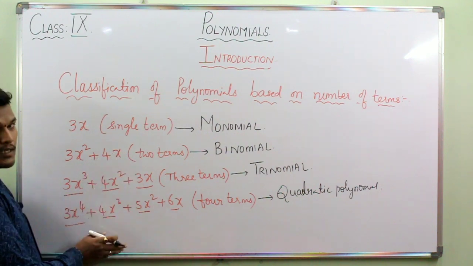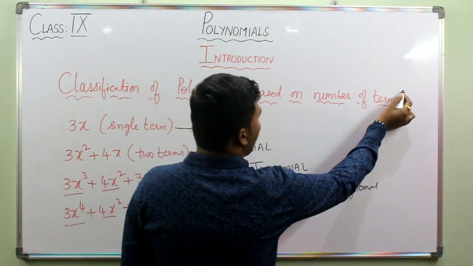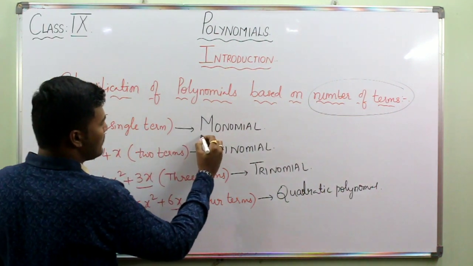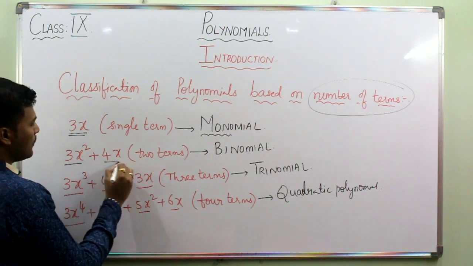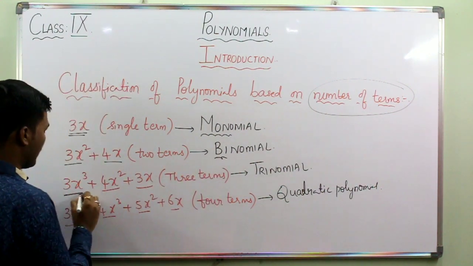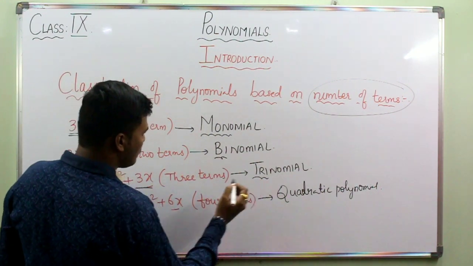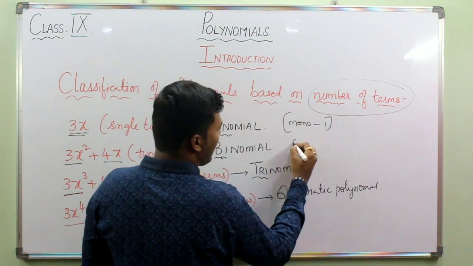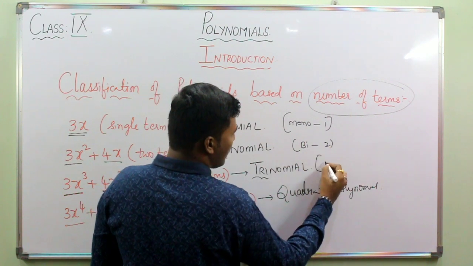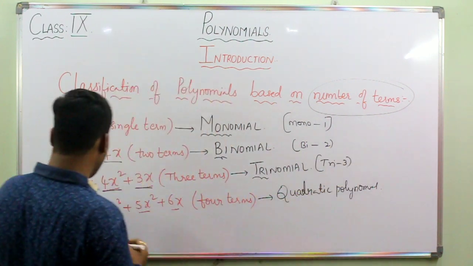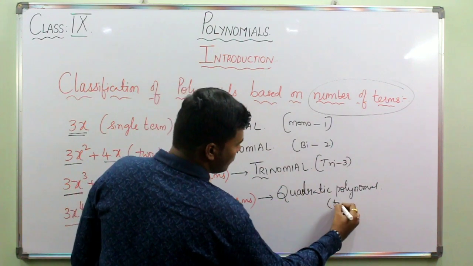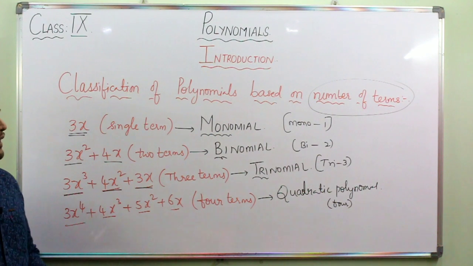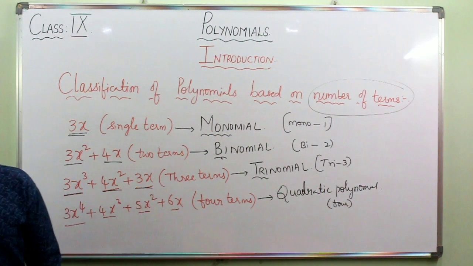So this classification has been made based on the number of terms in it, right? If I have only a single term, then it is called a monomial. If I have two terms, binomial. If I have three terms, it is called a trinomial, because mono means 1, bi means 2, tri means 3, and quadratic means 4. This is how polynomials can be classified based on the number of terms.